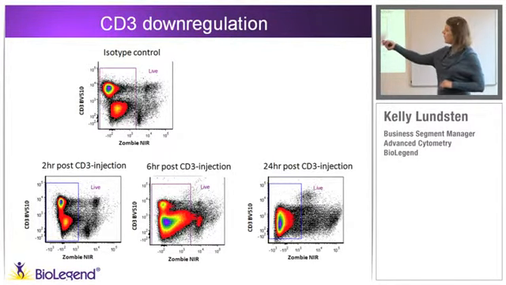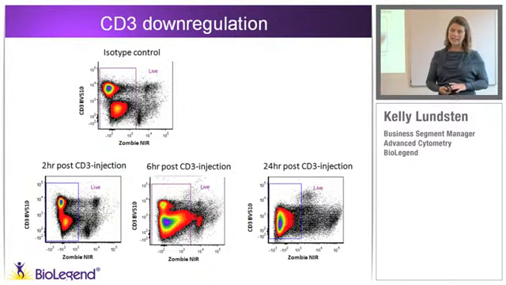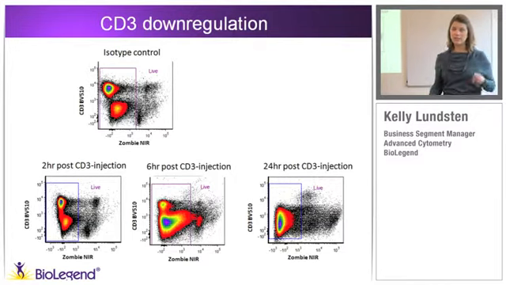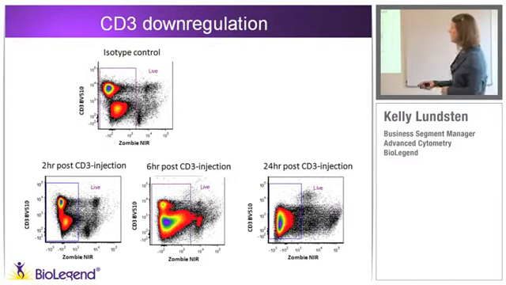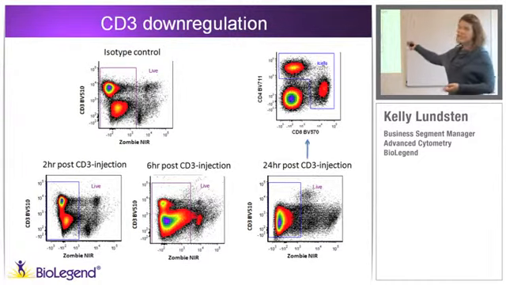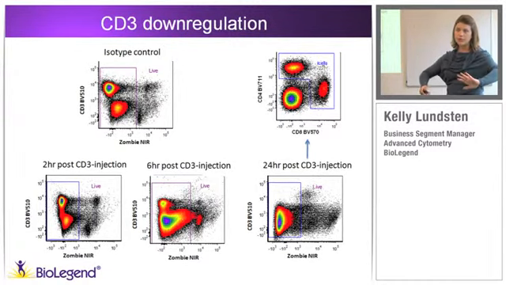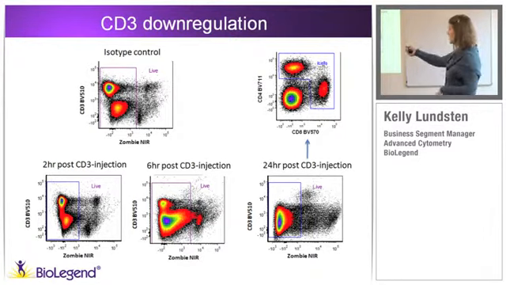As you see from 2 hours, 6 hours, and 24 hours, you see a significant decrease in CD3, and that could just be an internalization because of the repeated stimulation and activation of that CD3. But what we needed to assess was that downregulation of CD3 wasn't actually influencing the distribution of our CD4 versus our CD8 populations, in which case they absolutely were not.